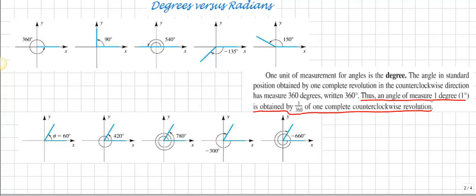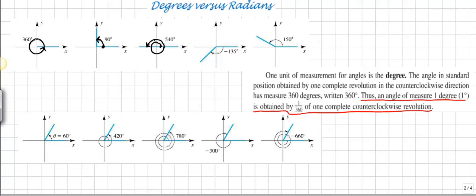Now, it actually could be clockwise also, but from standard position, what you're saying is this: if I go all the way around from the initial side and I terminate on my initial side, that's 360 degrees. If I start on the initial side and I terminate a quarter of the way around a circle, that's 90 degrees. If I go around 360 degrees back to the initial side and decide to go 180 more, that's 540 degrees.